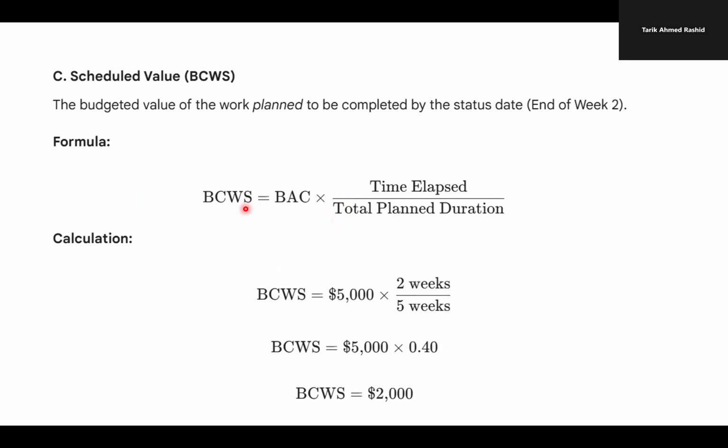Now, if we try to find the budget cost of work scheduled, what we should have done, we take the total budget multiplied by time elapsed. We are at week two, out of 5 weeks total, so 2/5 multiplied by 5,000. We should have done 2,000 at week two. So we have week one and week two. The plan was to finish 2 tasks, but we only finished 1 task. So that is the budget cost of work scheduled.